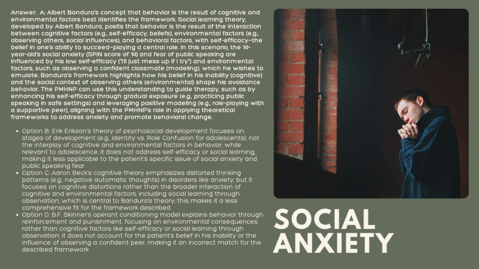All right. So what's up with these other options? What's wrong with them and why are they wrong? First option was B, Erik Erikson, right? Erikson's theory focuses on developmental stages like identity versus role confusion for adolescents, emphasizing the psychosocial conflicts. While it is relevant to the patient's adolescent age here, it does not address self-efficacy or social learning through observation, nor does it explain how cognitive and environmental factors shape behavior. So it's too broad for the specific issue of social anxiety and public speaking fear.